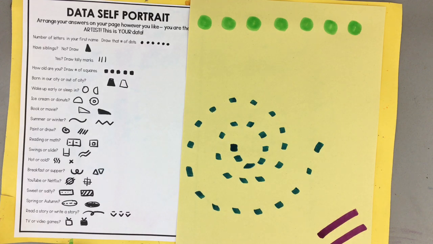Oh gosh. Okay, and then born in this city or out of city? Born in our city. I was born local, so I'm going to color in that shape. I was gonna switch to red, but I'm thinking about my colors, so maybe I want to do cool colors on this. All greens, blues, and purples.